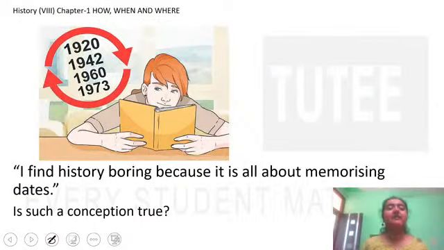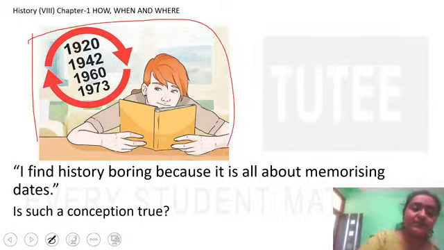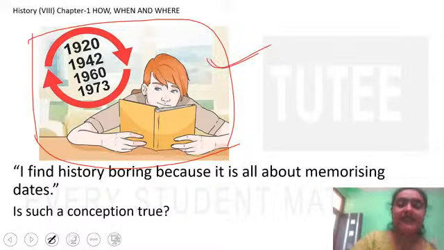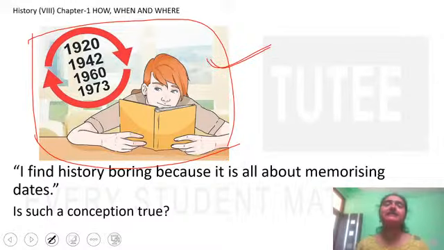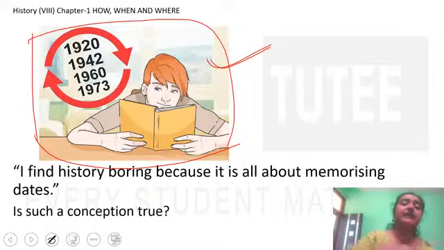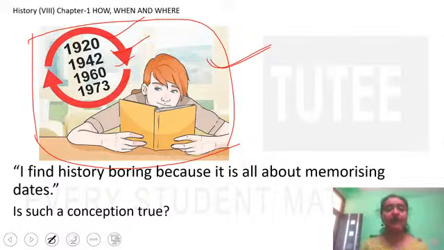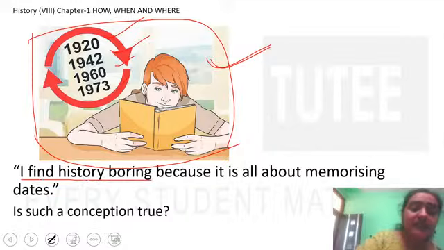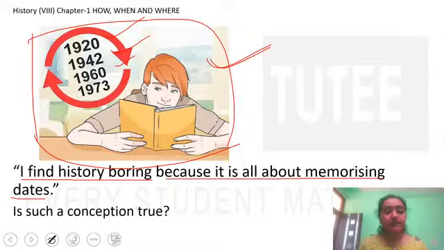Let's see. इस picture से तो सभी students जो हैं अच्छे से relate कर सकते हैं, like history reading and still thinking about dates, like thinking about dates and dates. So thinking about some 1920, 1942, 60, 1973, इस डेट में ये हुआ, इस डेट में ये हुआ. So you students ऐसे complain करते होंगे कि क्या I find history boring because it is all about memorizing dates.